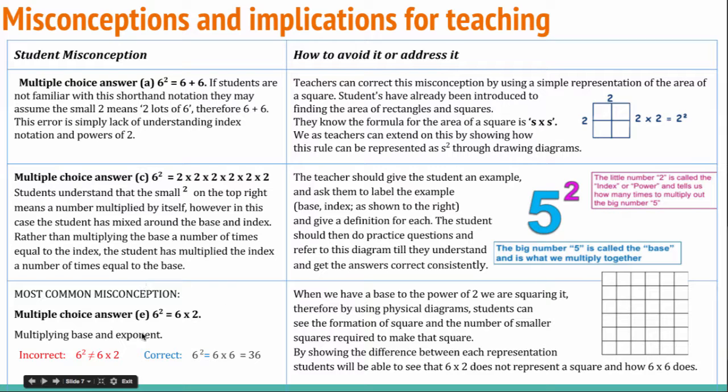This brings us to student 3's answer, which was multiple choice answer E, saying that 6 squared is equal to 6 multiplied by 2. This is the most common error students make, as they forget the meaning of shorthand notation and interpret the index as meaning multiply the base by the index, rather than multiplying the base by itself the number of times equal to the index. In simpler terms, the student is multiplying the base and the exponent or index.